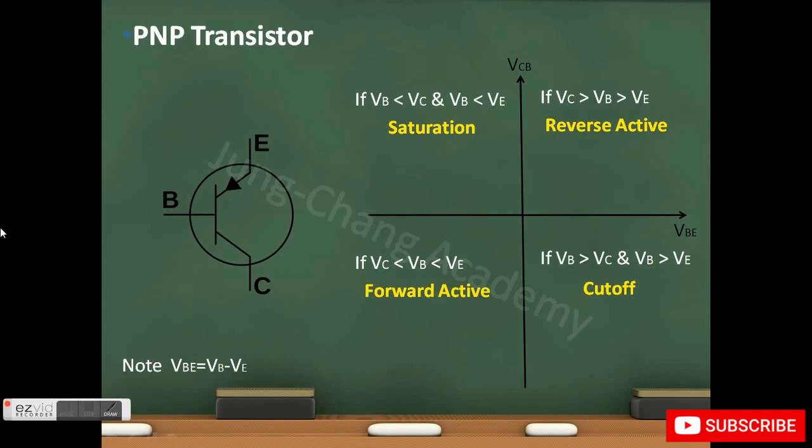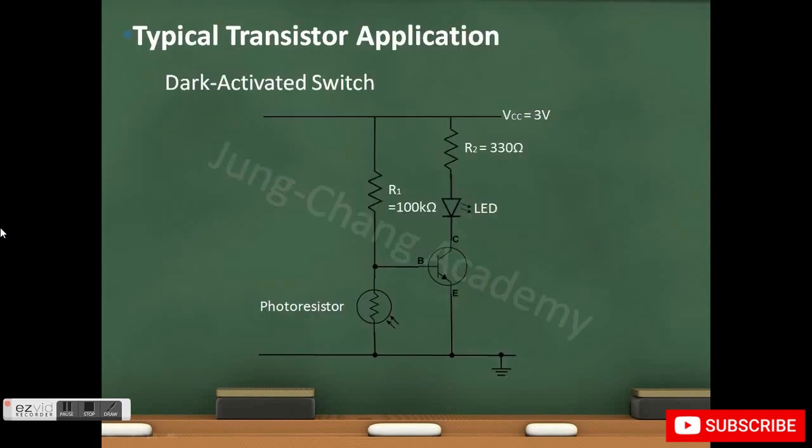The PNP transistor also operates in 4 different modes, and the function in each mode is exactly the same as NPN transistors. The only difference being that the emitter and collector have now swapped their positions. For example, to operate in forward active mode, you'll need to have emitter voltage greater than the base voltage greater than the collector voltage. However, in this mode, the transistor still acts like a current amplifier.